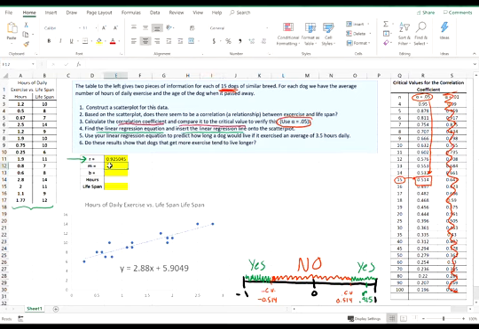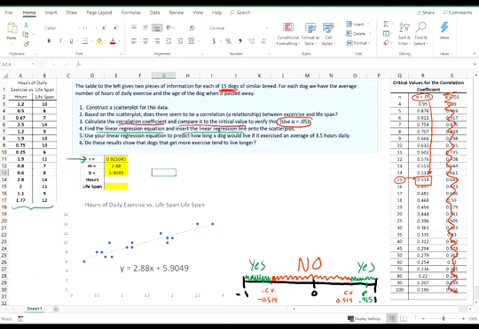Okay, so up here I'm going to put my m. I'm going to type in 2.88, and I'll type my b, my y-intercept, which is 5.9049. Okay, so now we have our scatter plot. We have the graph of our linear regression equation. We have the equation itself, the linear equation y equals mx plus b.